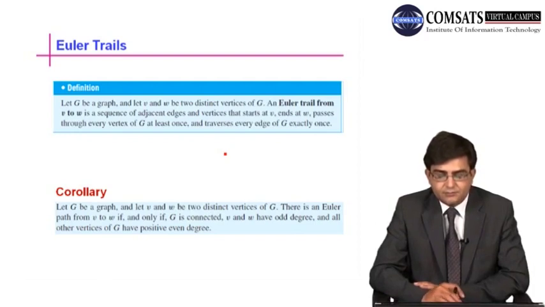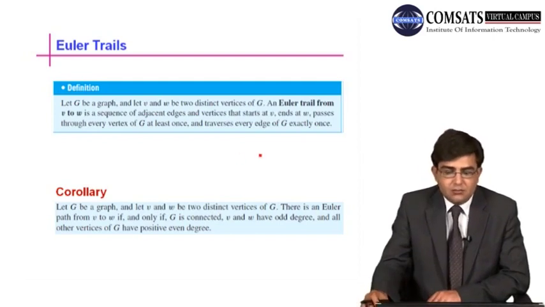And here there is a difference in the definition of Euler path from the Euler circuit. That is, the starting and ending point must have odd degree. That is, it could have 1, 3, 5, 7, anything. So the starting and ending point must have odd degree, the graph must be connected, and all other vertices except the starting and ending point must have positive even degree. That is, it could be 2, 4, 6, 8, anything.